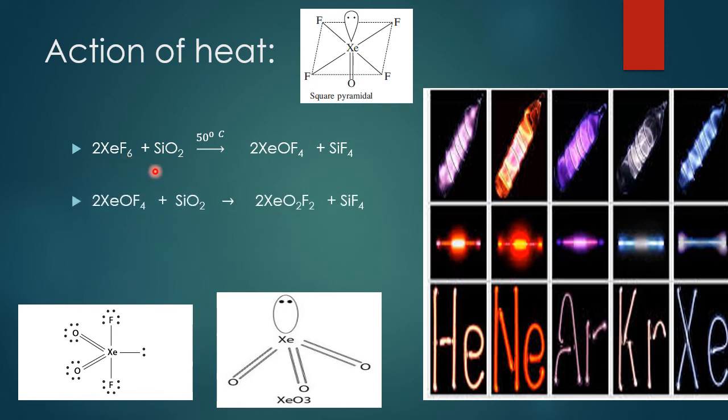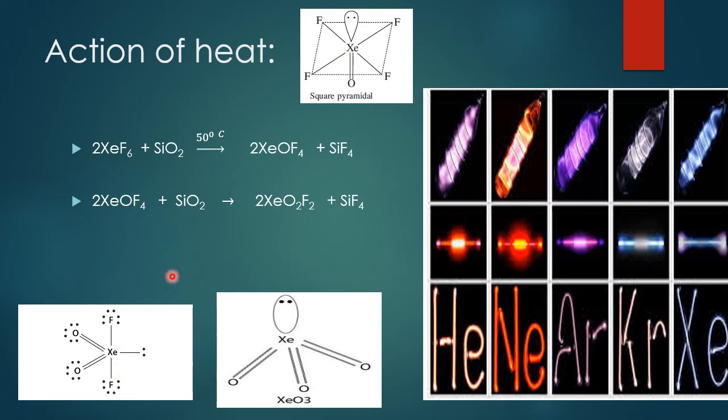But this product, xenon oxytetrafluoride, further reacts with the silica and gets converted into a product where 2 fluorine atoms are replaced and 1 oxygen atom is further substituted. You get the product called xenon dioxydifluoride. The byproduct is the same, silicon tetrafluoride. The shape of xenon dioxydifluoride is said to be trigonal bipyramidal.